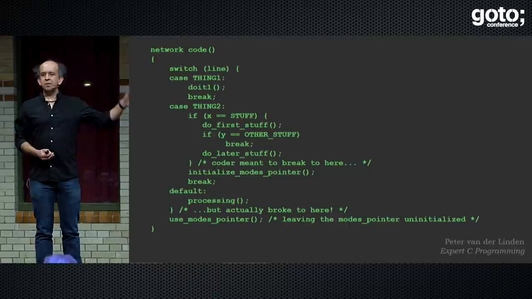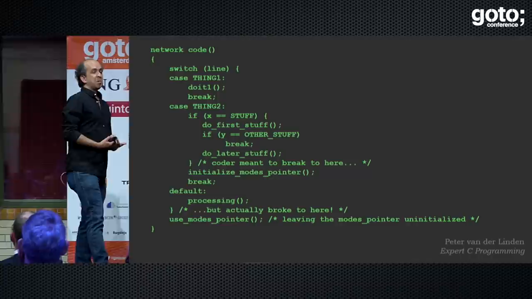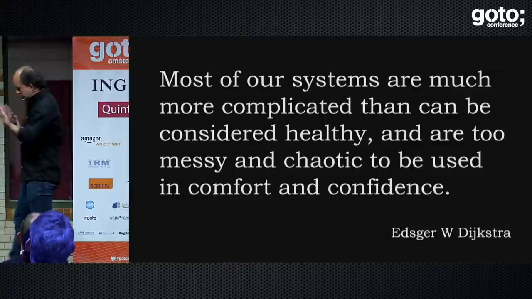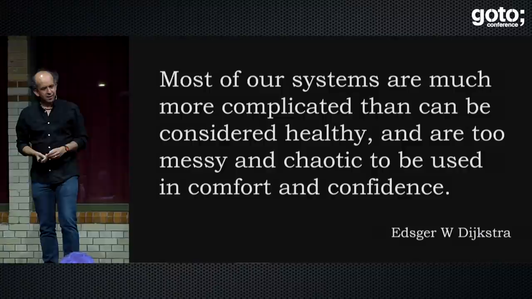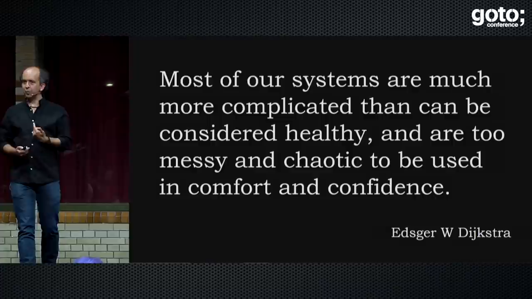This is equivalent to a denial of service attack. This is the point. These things happen. They reveal vulnerabilities. They deny people access to things. They give us a very poor user experience. So this idea, I'm going to quote local boy Dijkstra: most of our systems are much more complicated than can be considered healthy and are too messy and chaotic to be used in comfort and confidence. And this is true of the outside, but it is also true of the inside. It's what's going on inside the system that we have to care about here.